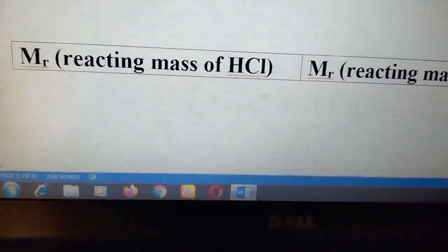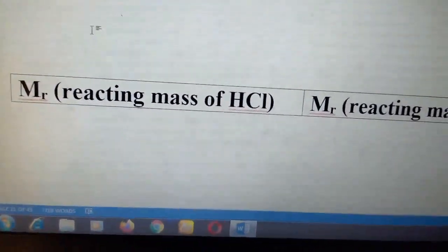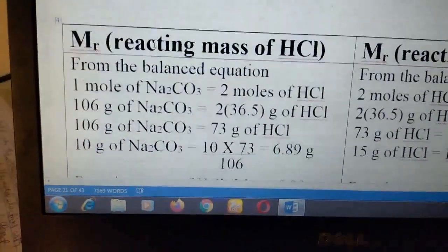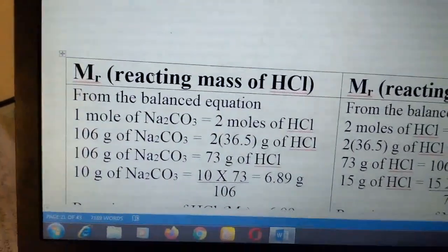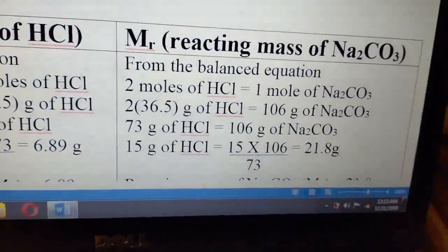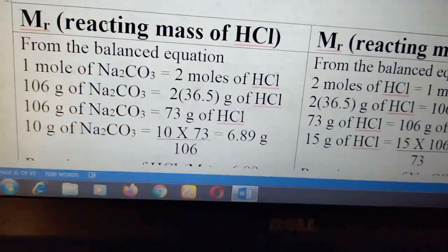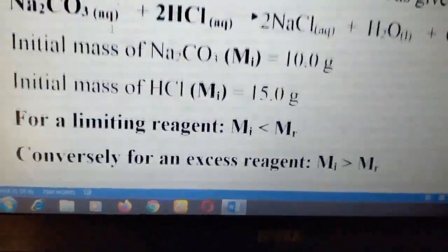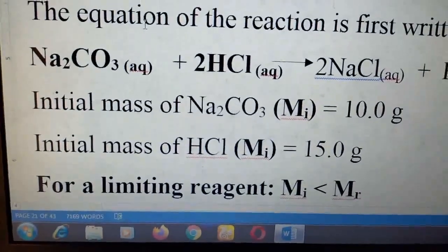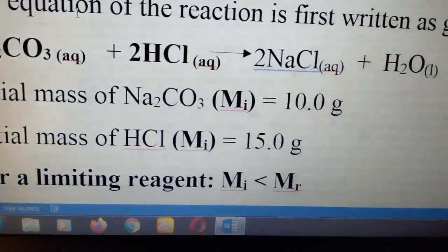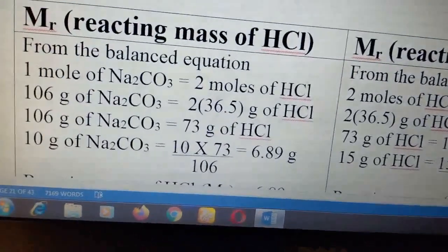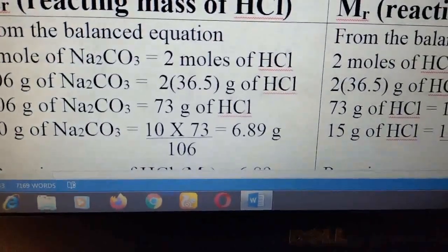So we now have a table for the calculation of the reacting masses. We have the first column, Mr, the reacting mass of HCl, and the second column, Mr, the reacting mass of sodium carbonate. We work from the balanced equation. If you go to the balanced equation, sodium carbonate to HCl, how many moles of each? You have 1 mole of sodium carbonate to 2 moles of HCl. So we have 1 mole of sodium carbonate equivalent to 2 moles of HCl.